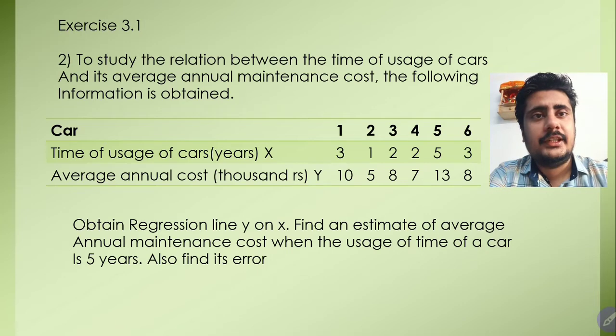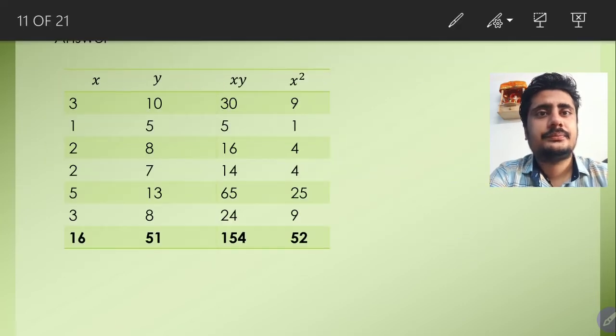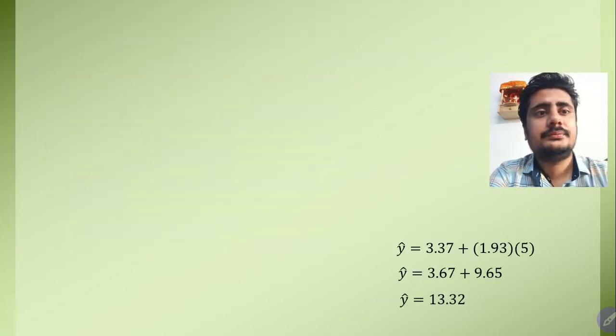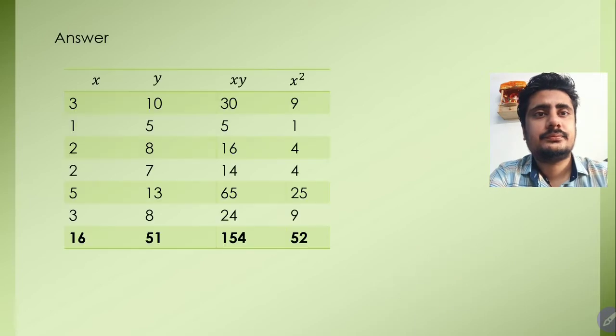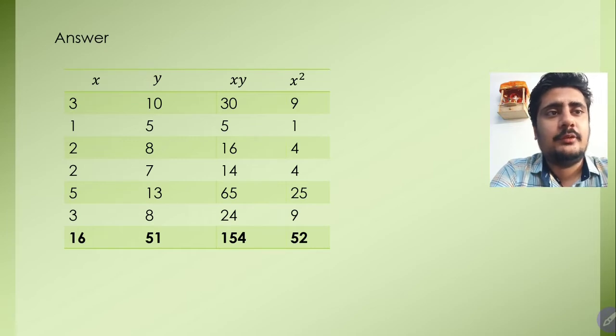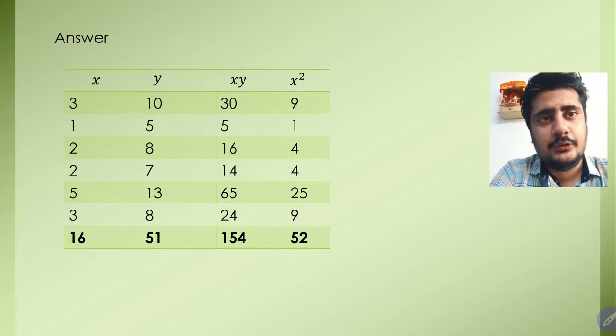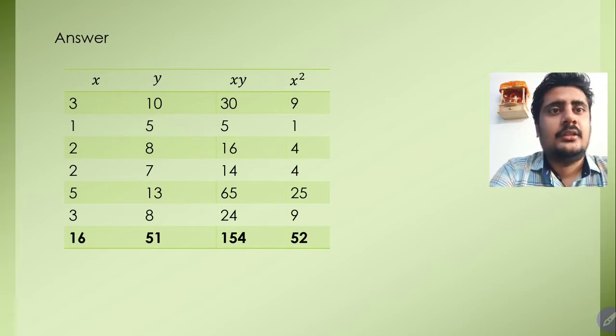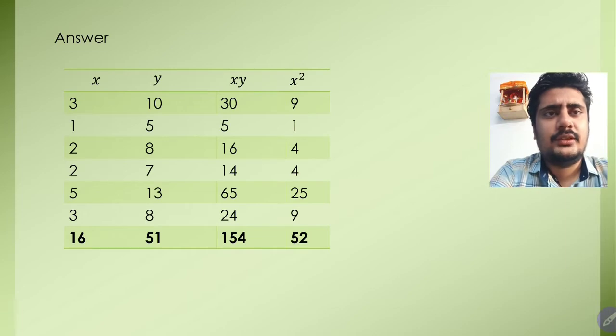How will we find it? First of all, x and y are given. We will find the column of x into y. So you have to remember, it belongs to the formula. If you learn the formula, then you will easily remember that. So we will find the column xy. X into y means x multiplied by y.